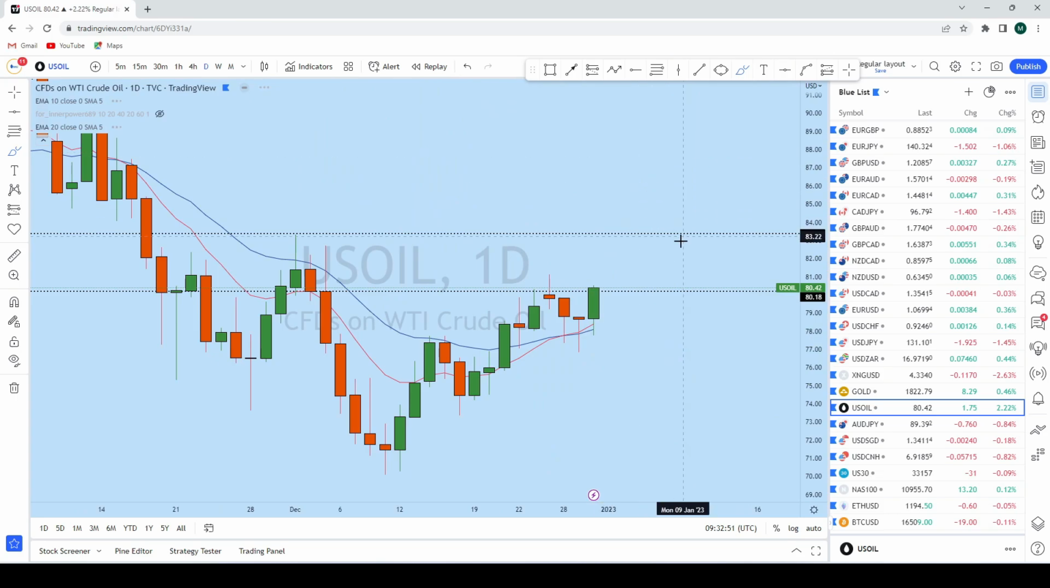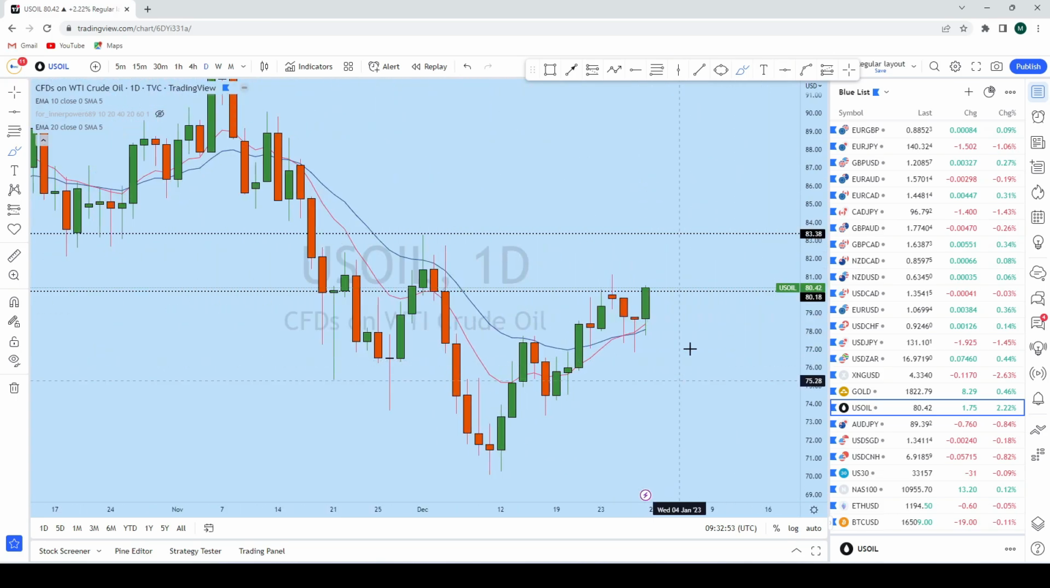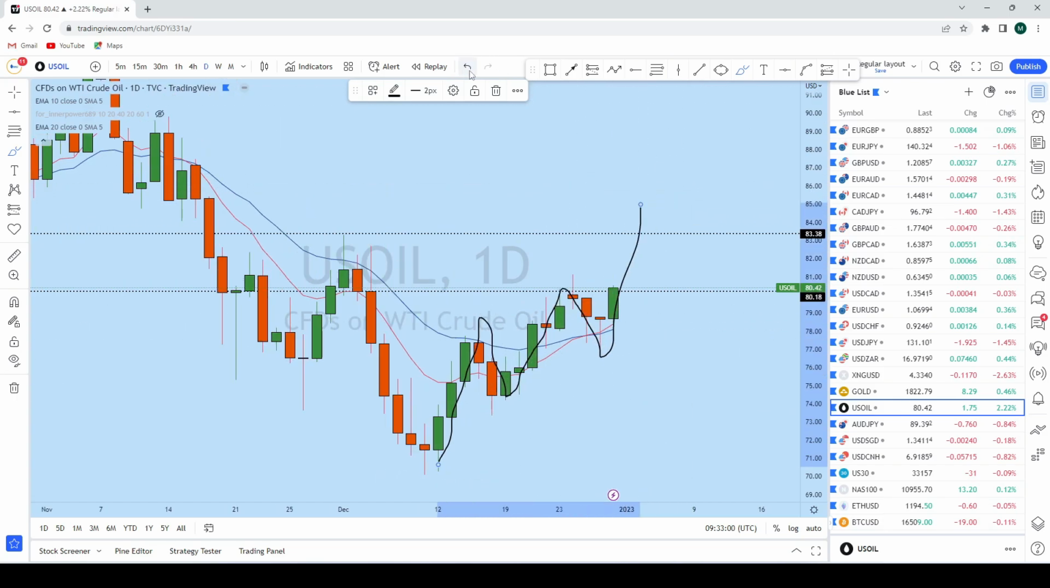So if we look at the daily perspective on US oil, we see typical bullish price action, impulse and correction. Now it is in another impulsive phase. The last day of the trading week was a full green body giving us a potential bullish setup.